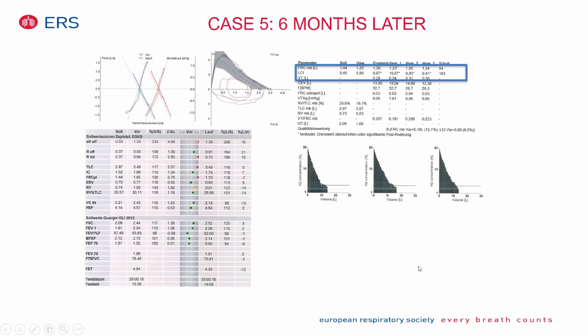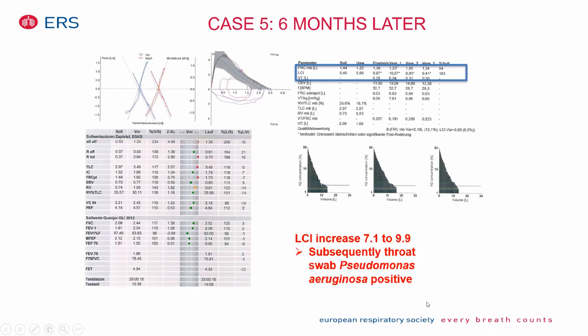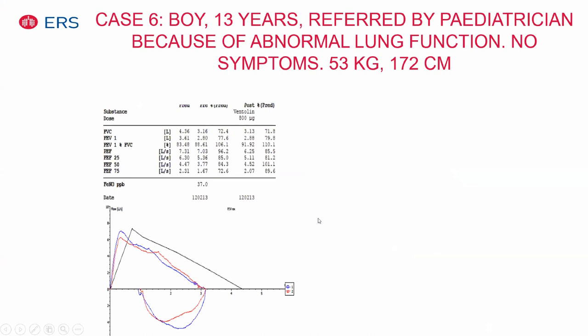And from one of the next routine sputum cultures, Pseudomonas was grown. This was the first Pseudomonas colonization infection in this boy. He was treated, and following treatment, the lung clearance index came back to normal. So here, again, evidence that the multiple breath washout technique gives you additional important information in patients with cystic fibrosis.